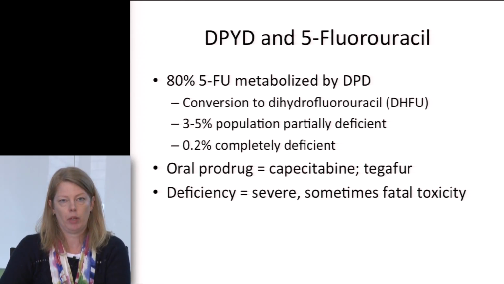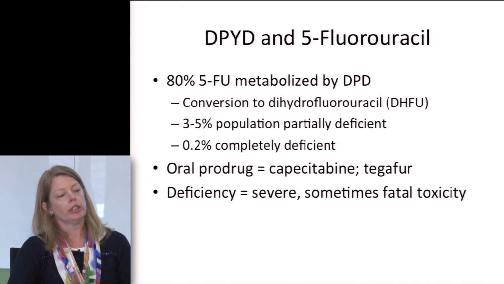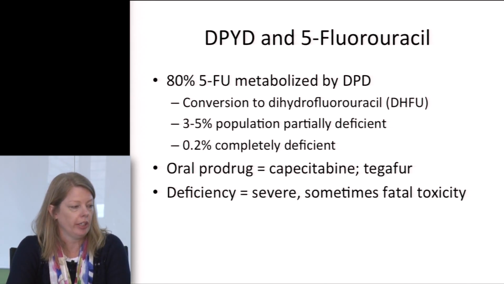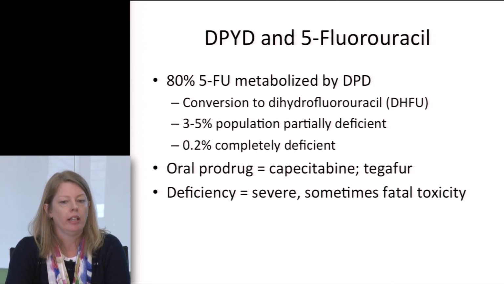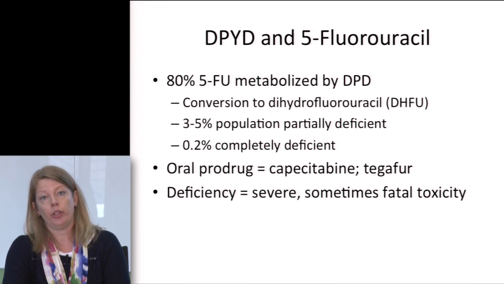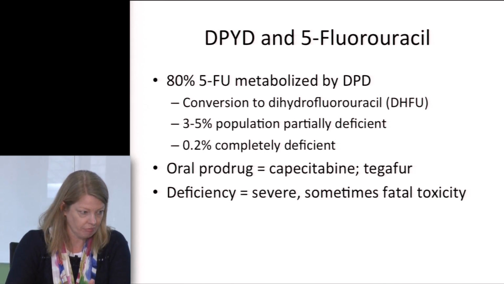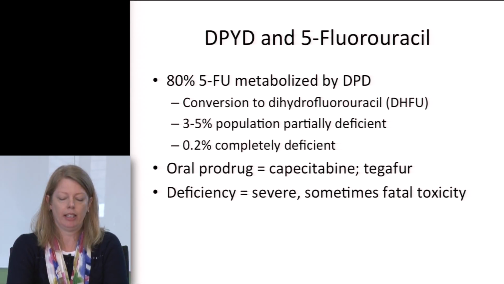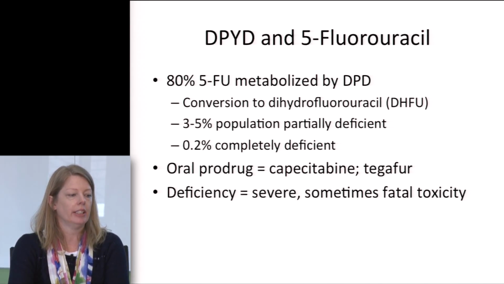So I'm going to talk about DPYD and fluoropyrimidines first. So 5-fluorouracil, or 5-FU for short, is 80% metabolized by DPD, which is the enzyme encoded by the gene DPYD. The enzyme converts the 5-FU, which is an active form of the drug, into an inactive metabolite called DHFU. So DPYD is helping to clear the drug.